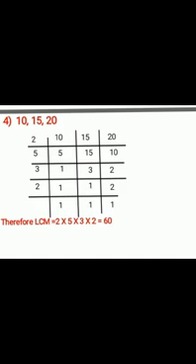Now 3. 3 is divisible by 3 but 2 is not divisible by 3. So you will write 3 ones are 3 and 2 you will write as it is. Then 2 is left. So 2 ones are 2. So LCM of 10, 15 and 20 is 2 into 5 into 3 into 2, which is equal to 60.